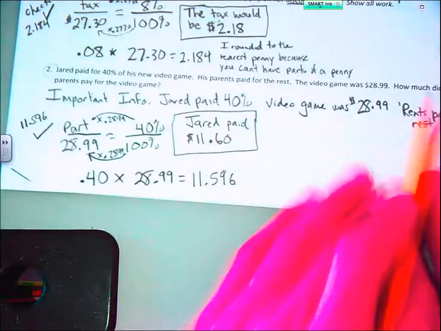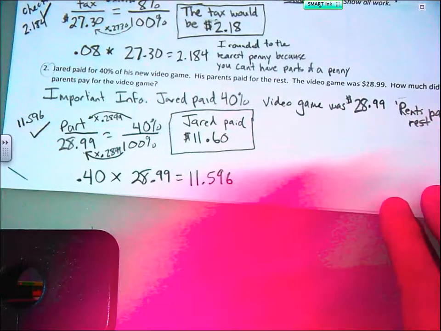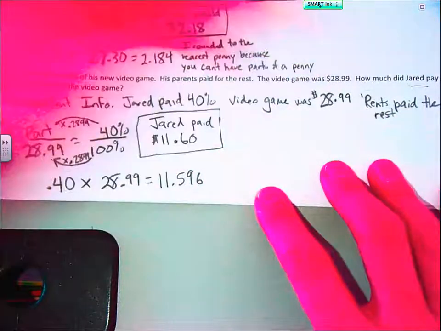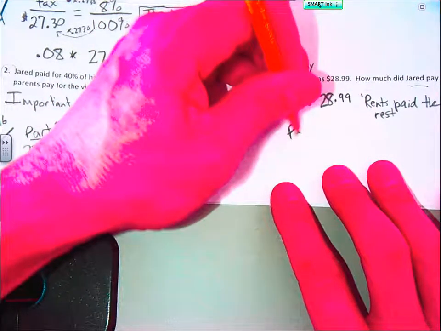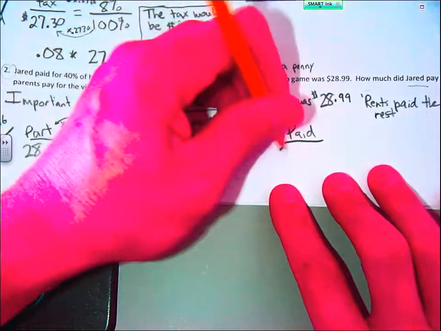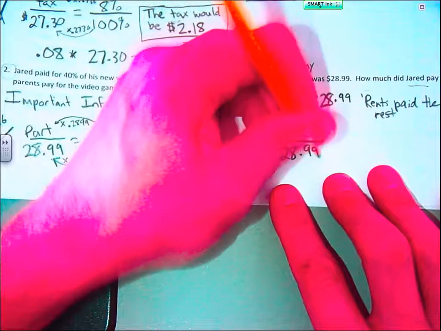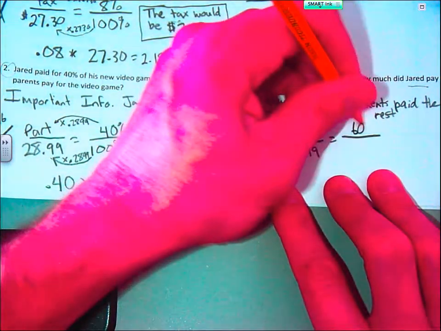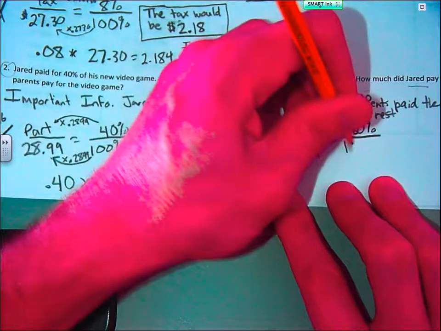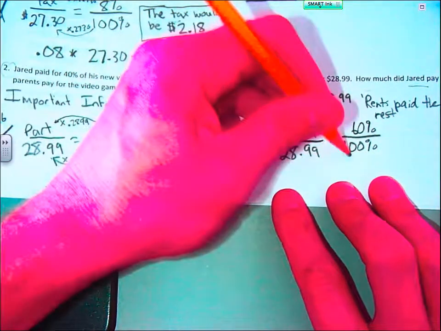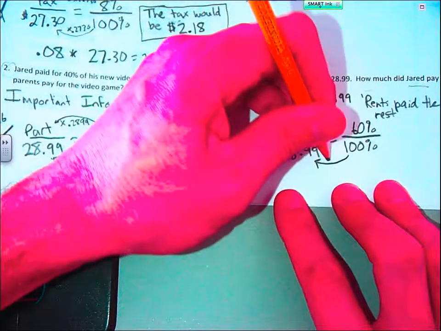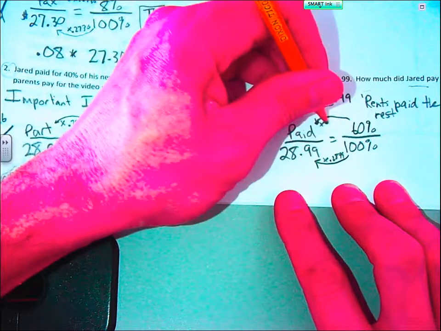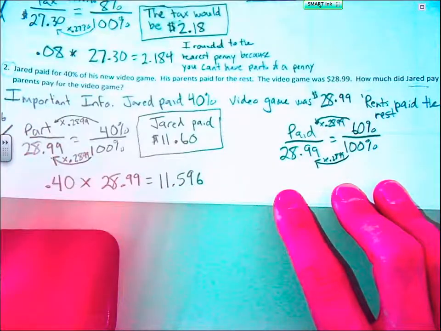Notice the question, how much did Jared pay and how much did his parents pay for the video game? Multi-part questions you want to read carefully. So parents, I could do the same thing. The whole game was $28.99. If Jared paid 40%, his parents would have to pay 60%. I could go and find the equivalent ratios. I could divide this, or I could multiply this by 0.2899. I could multiply this by 0.2899 to find out what that is.